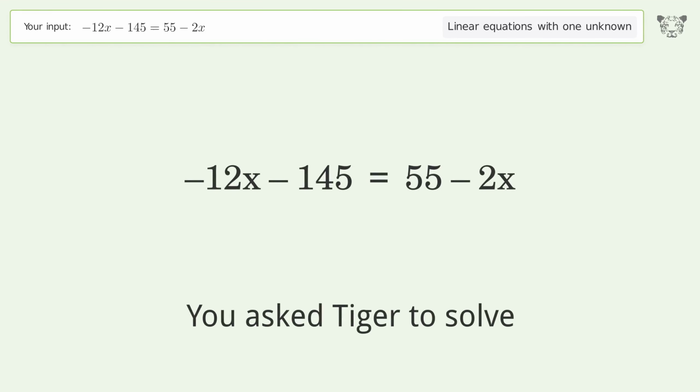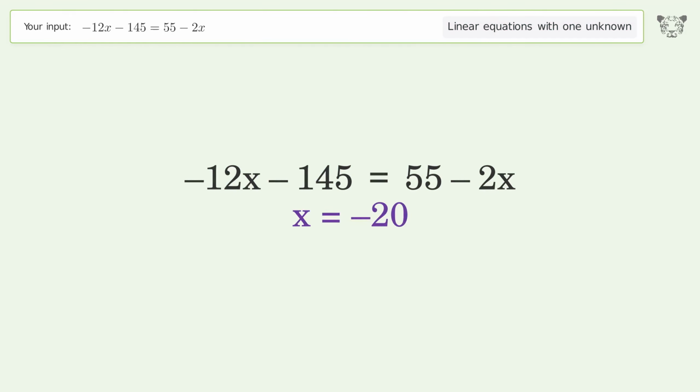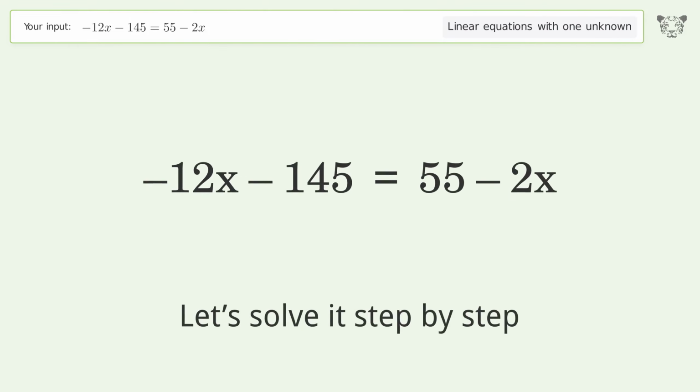You ask Tiger to solve this. This deals with linear equations with one unknown. The final result is x equals negative 20. Let's solve it step by step.